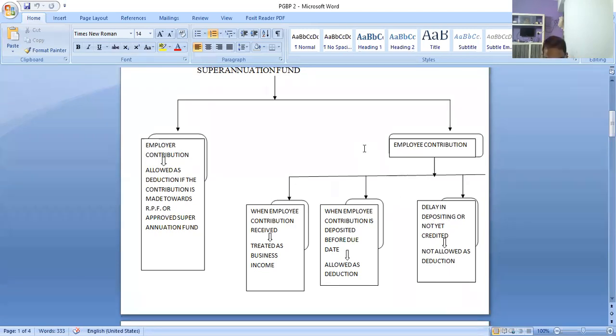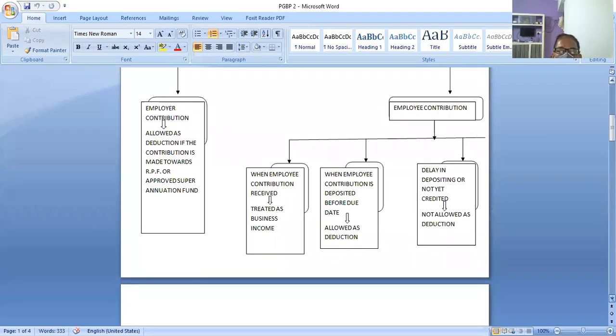This is what you have to know about which should be allowed and which should not be allowed in case of provident fund. Employer contribution is allowed if it is contributed to an approved fund, recognized provident fund, or approved superannuation fund. If the employer simply receives the employee contribution and does not deposit it, it is classified as business income. If deposited before the due date, it is allowed as a deduction or treated as business expenditure. And if there is a delay in depositing the amount in the EPF account, then that is not allowed as a deduction. This is in case of provident fund.